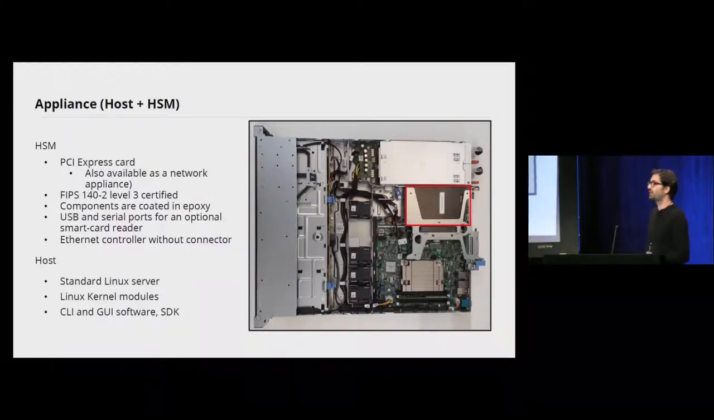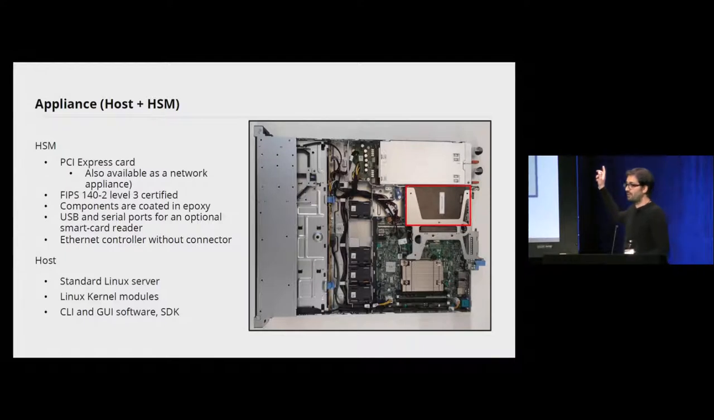So we got the opportunity to evaluate an HSM. You can see it on the picture on the right, circled in red. So this is an internal HSM, a PCI Express card. And what you can see is that it's all black. You see nothing. All the components are covered by epoxy resin. So you do not have direct access to the components. And if you try to remove the epoxy resin, it will be detected, and the device will wipe all of its secrets, right? This HSM is certified FIPS 140-2 level 3. We'll see that later. And it has an Ethernet controller without connector.